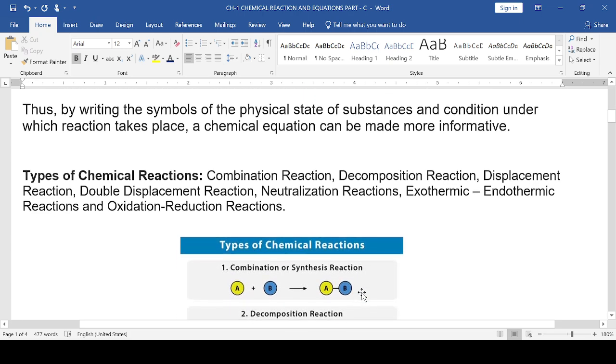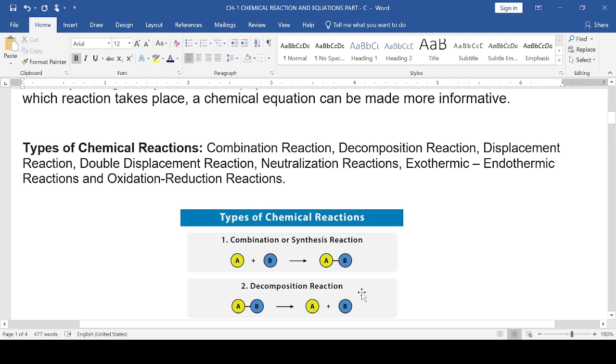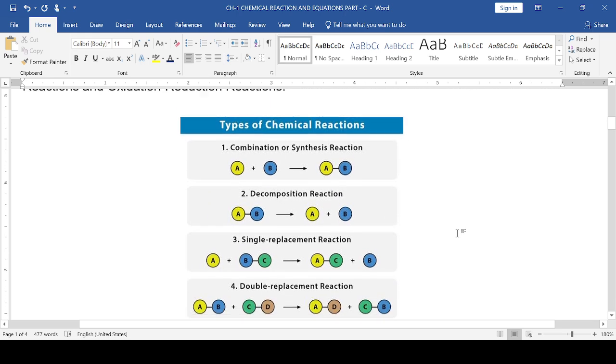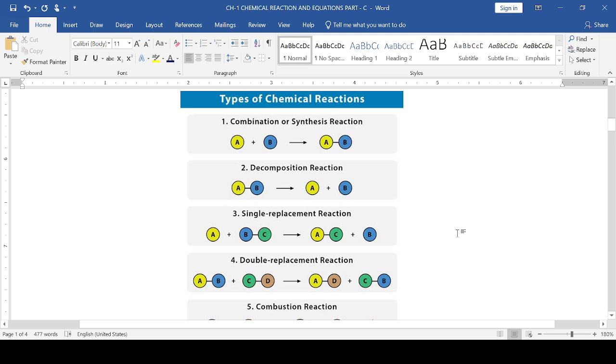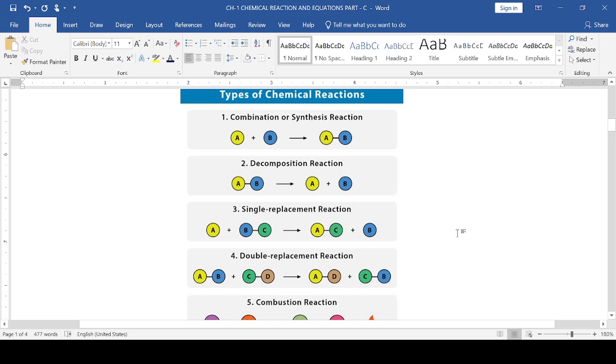And the next topic will be types of chemical reactions. What are the types of chemical reactions? Combination reaction, decomposition reaction, displacement reaction, double displacement reaction, neutralization reaction, exothermic and endothermic reactions, oxidation and reduction reactions. Here you can check the first five reactions: combination, also called synthesis reaction, decomposition reaction, single replacement reaction, double replacement reaction, combustion reaction. Check the figure properly and clearly.